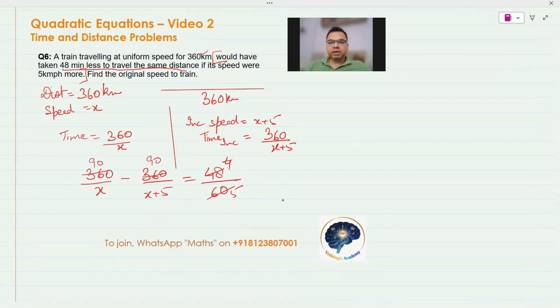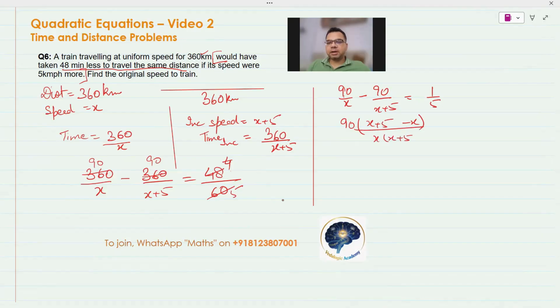Now, if you see here, what it has become is 90 upon x minus 90 upon x plus 5 equals 1 upon 5. So we are going to solve it easily now. 90 I'll take common. It becomes x plus 5 minus x, and I'll bring this 5. Next step equals 1 upon 5.